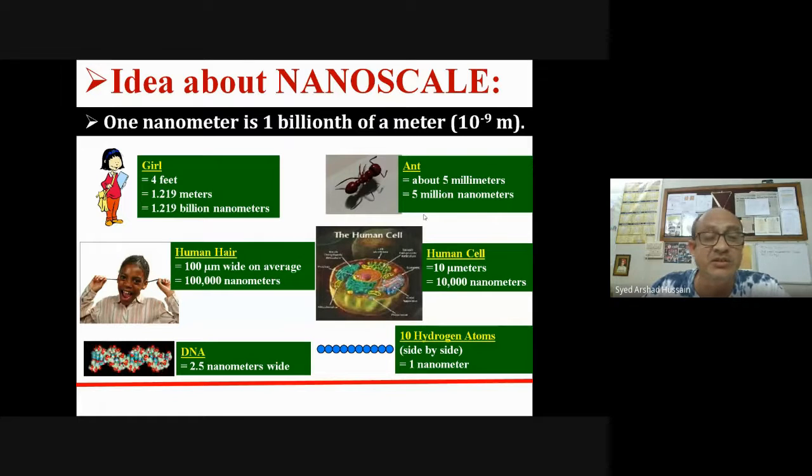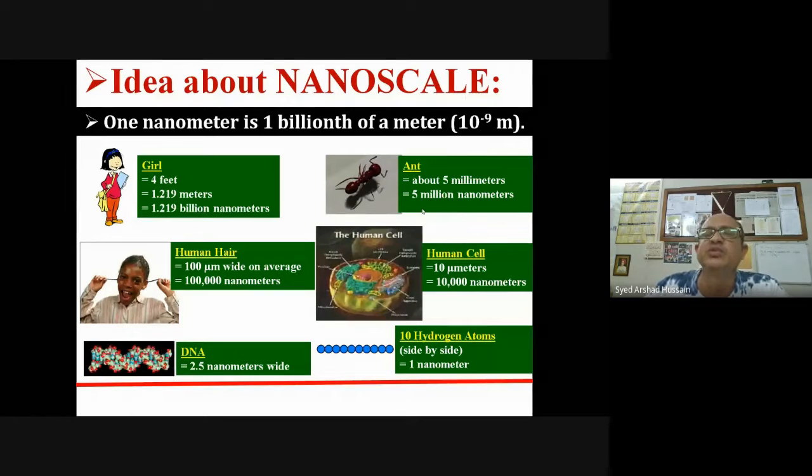In the same way, DNA diameter is of the order of 2.5 nanometer, and if you put say 10 hydrogen atoms side by side, it is close to 1 nanometer. So this is just to give an idea about the nanometer.